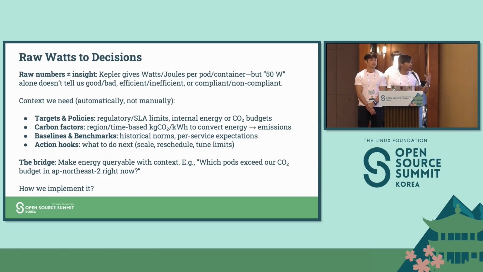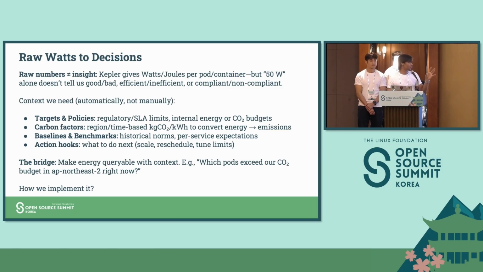And we need some kind of action hooks as well. Once we get that information, what suggestions is it going to give? Do we need to scale? Do we need to tune the limits, like increase the vCPU or RAM, or do we need to reschedule our pod? This kind of information is not visible through the Grafana dashboards, which we showed in the previous architecture.